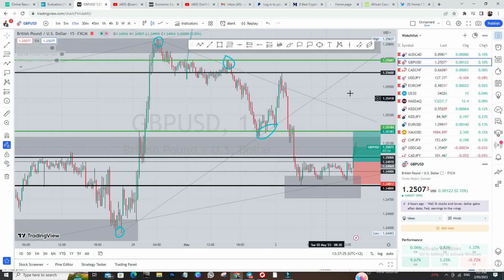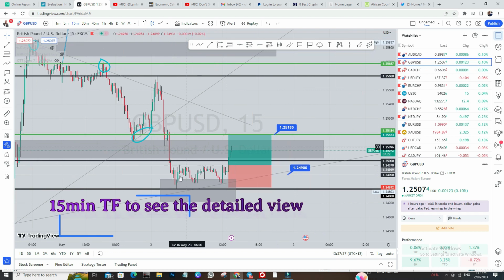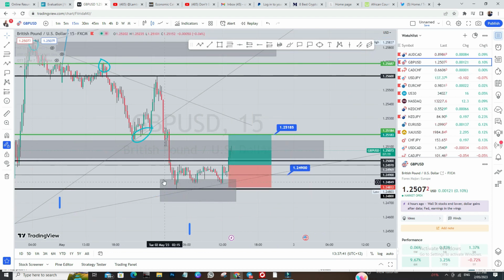On the 15 minute time frame there is solid consolidation here, and that indicated strong support. After the first touch, second touch, third touch, I started to look for buying opportunities, and I entered from this particular point.